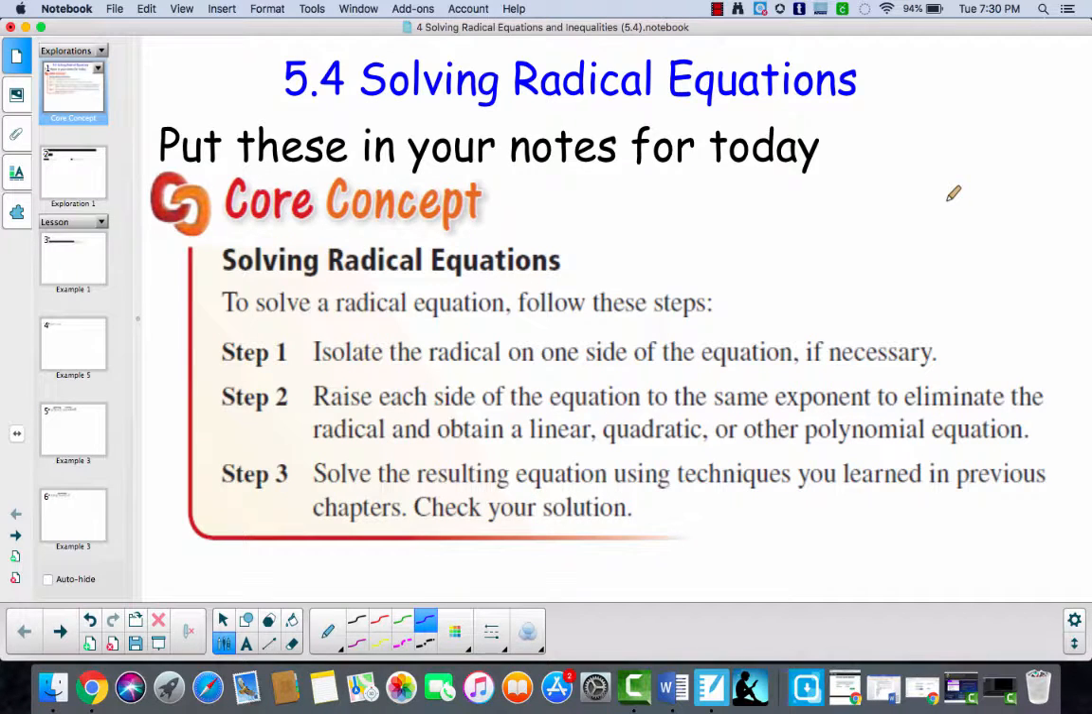Good morning. Today we're going to talk about solving radical equations. It's section 5.4 in our book. I'd like you to take a minute and put these in your notes while we talk about them.